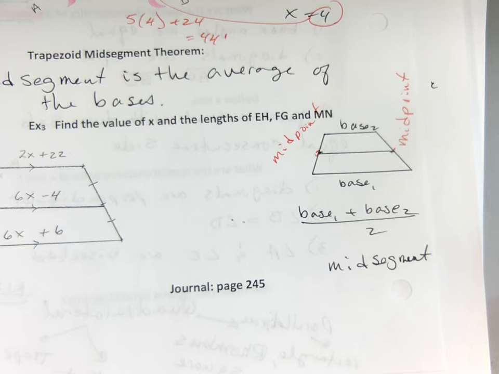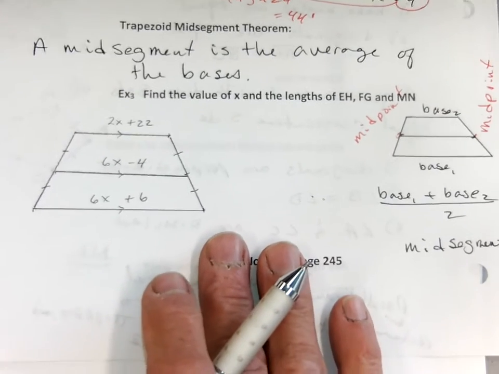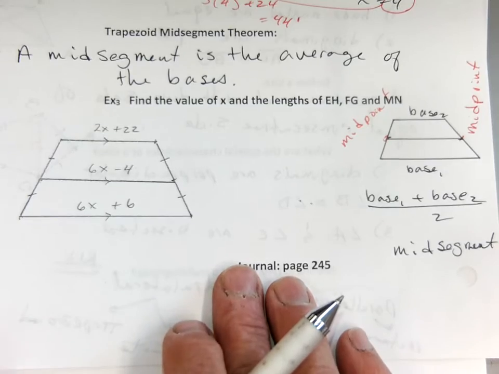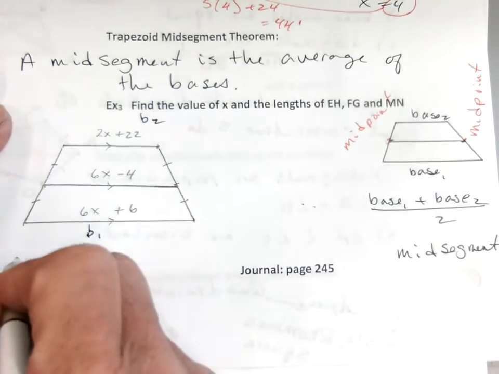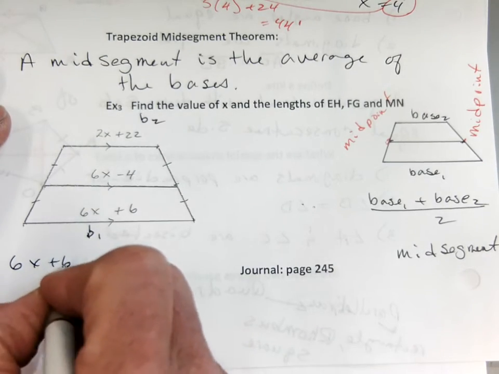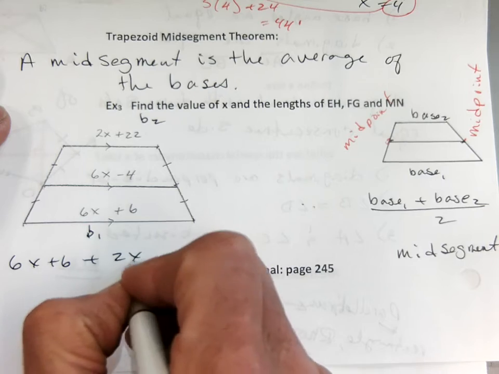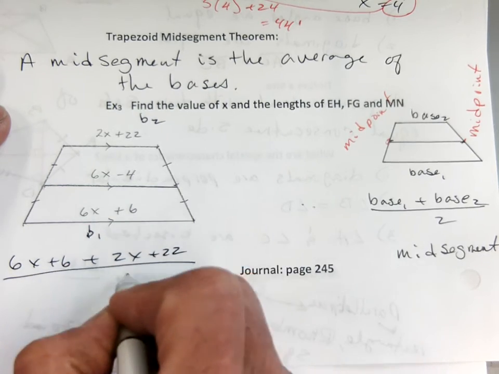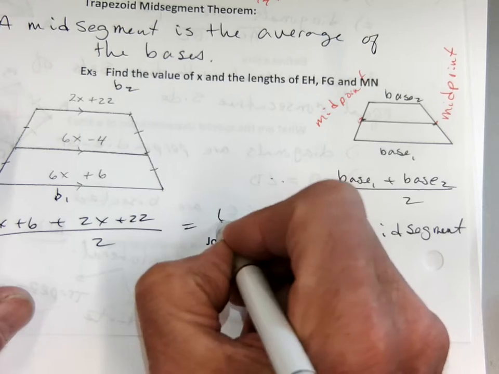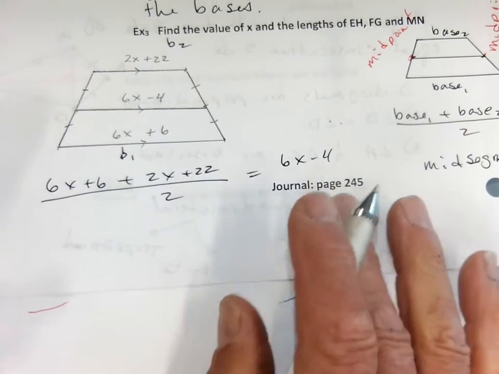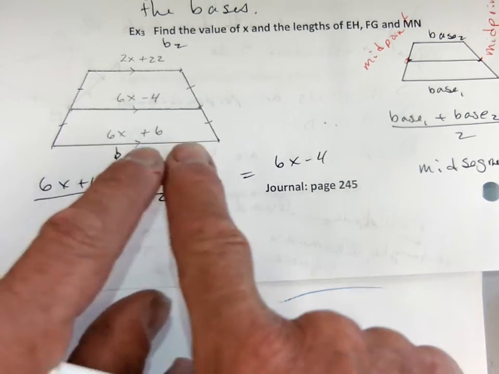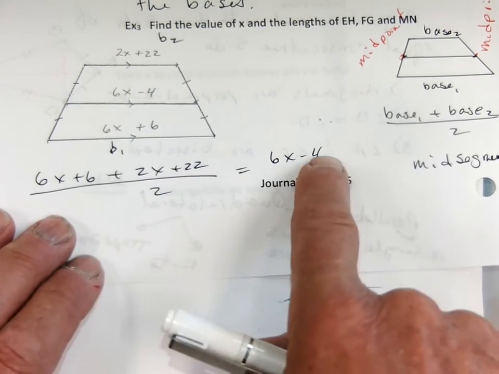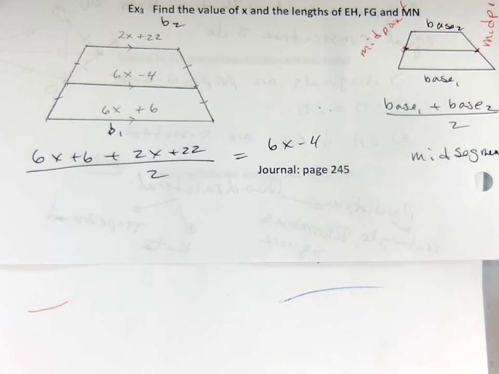But I can also do this with algebra, okay? If I do this with algebra, it's the same thing. I'm going to go base 1 plus base 2, divided by 2, equals my mid-segment. I'll let you take a look at that. How am I doing? Well, let's see what we can do to simplify this.